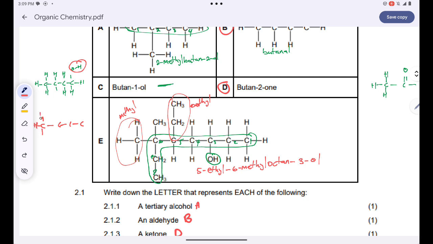I'll have my hydrogens over there, and then I'll have my OH on a different carbon. So this is a positional isomer, right? The molecular formula is the same, homologous series is the same, functional group is the same. It's just that the functional group is in a different position. So the IUPAC name of this thing will be butan-2-ol.